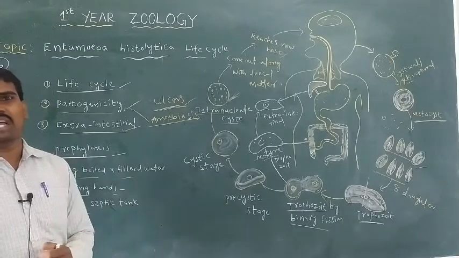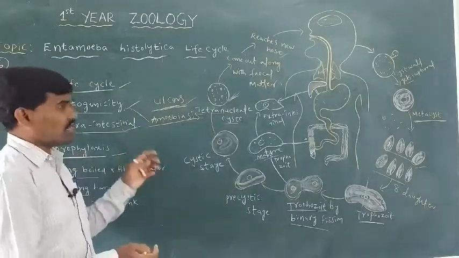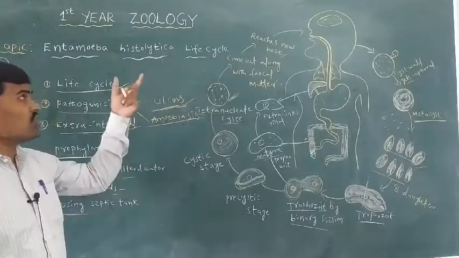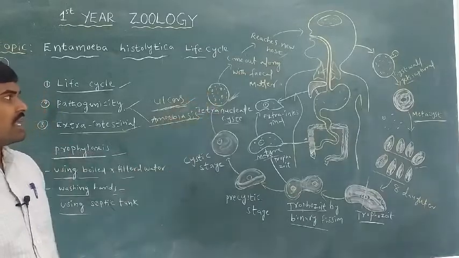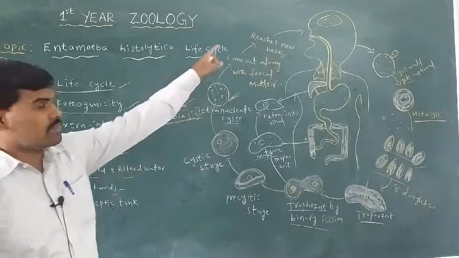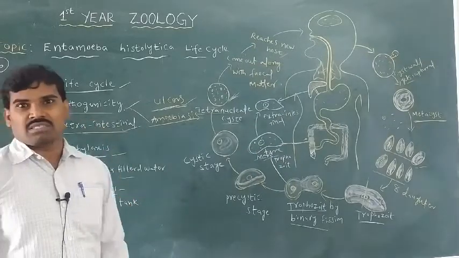Entamoeba histolytica is a very important long question. The previous class and this class, 2 classes, were completed for only 1 question. So listen carefully, write it down, and practice the diagrams. So this is Entamoeba histolytica. Next class, the next continuation.